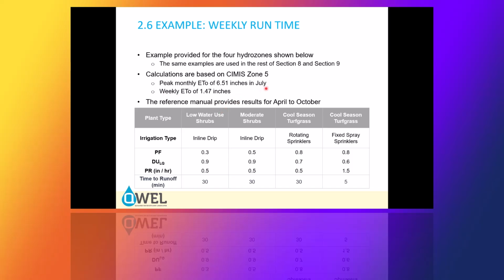So if it's a month like June, then you would divide it by 30. If it's February, you would divide by 28. Again, monthly ETo divided by the number of days in that month will get you a daily ETo, and then multiply that by 7 to get the weekly ETo if that calculation is ever asked.